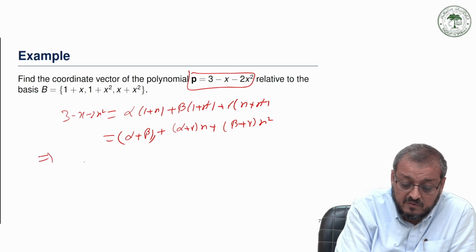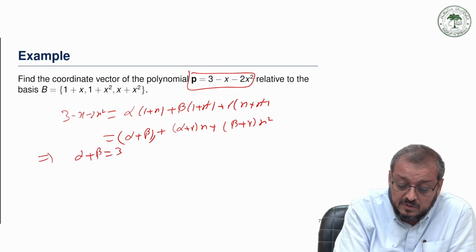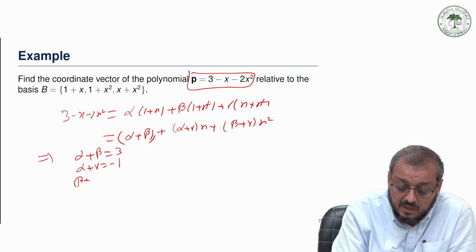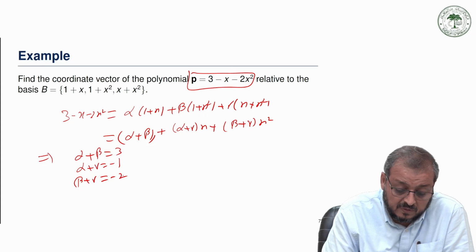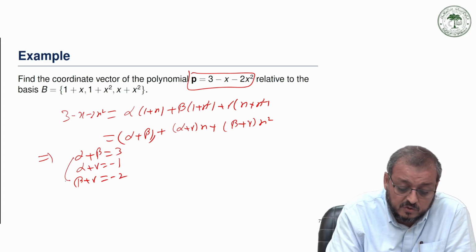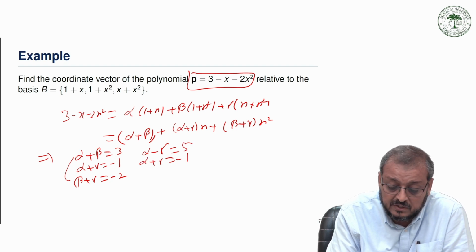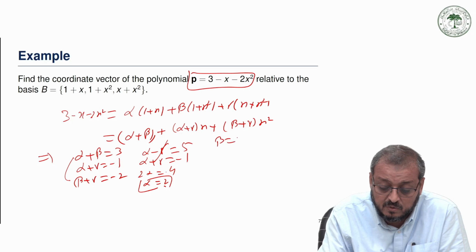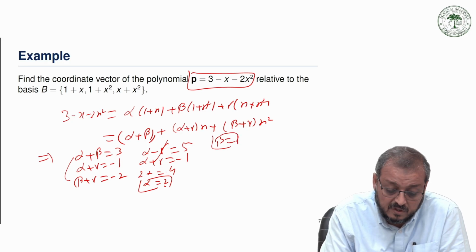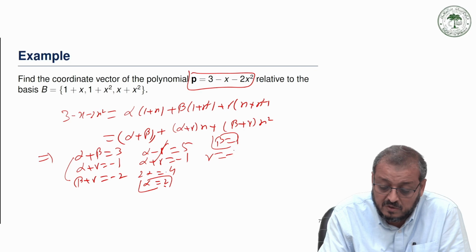So this implies that alpha plus beta is equal to 3, alpha plus gamma is equal to minus 1, and beta plus gamma is equal to minus 2. If we subtract the first and third, we get alpha minus gamma is equal to 5, and we have alpha plus gamma is equal to minus 1. If we add these two, 2 alpha is equal to 4, so alpha is equal to 2. If alpha is equal to 2, then beta is equal to 1, and gamma is equal to minus 3.